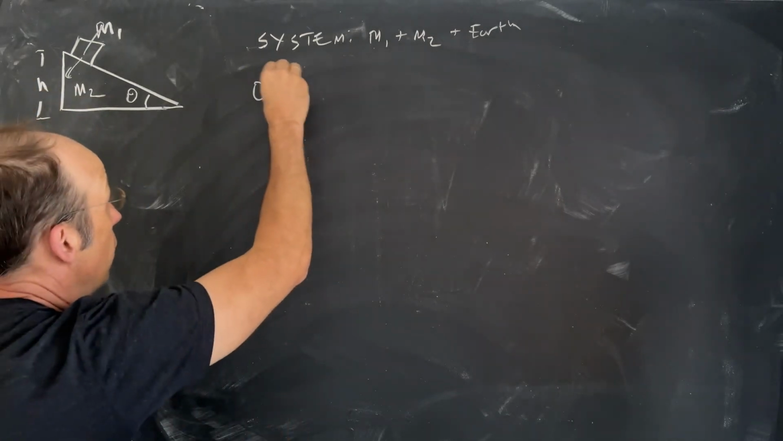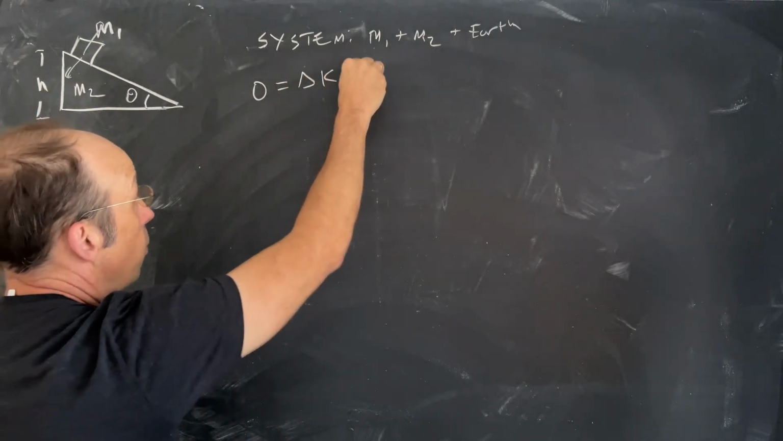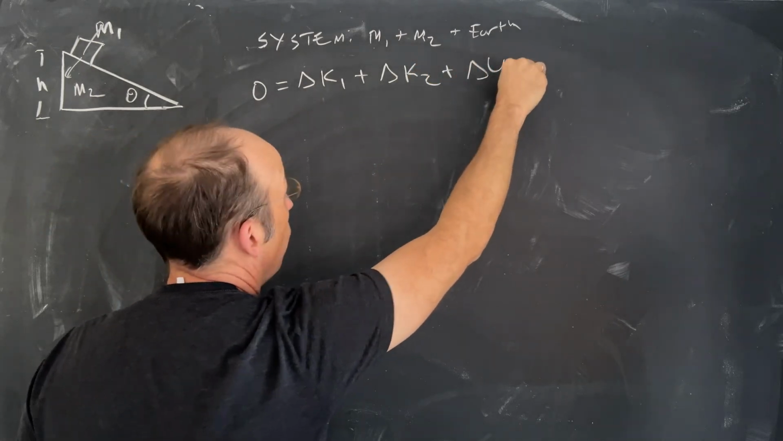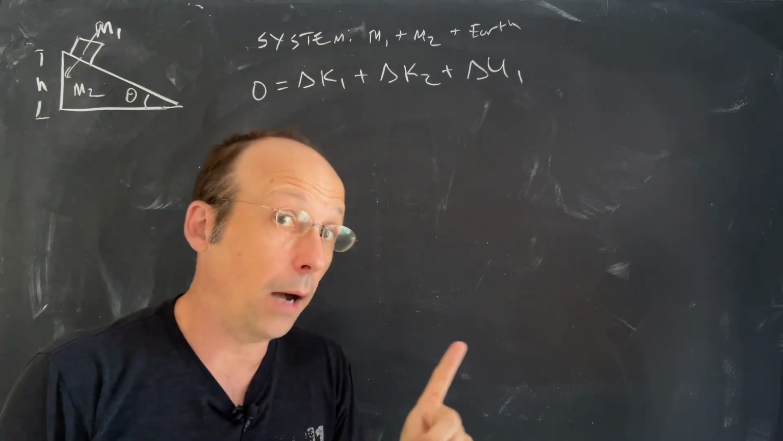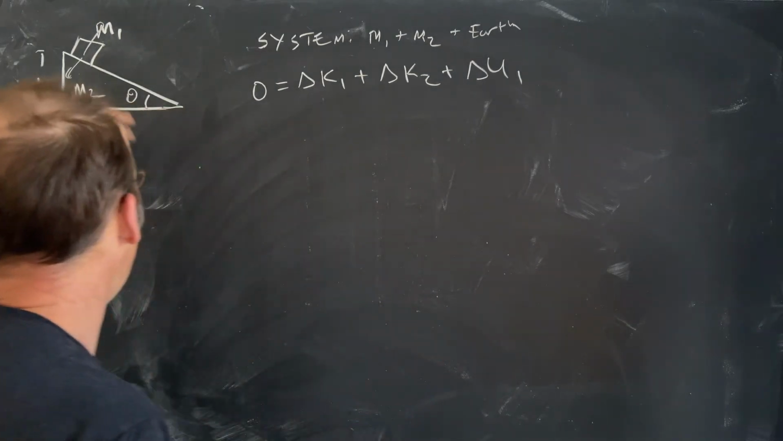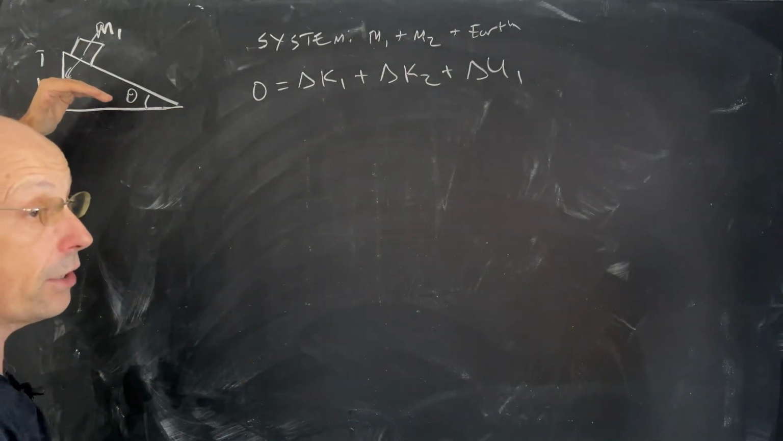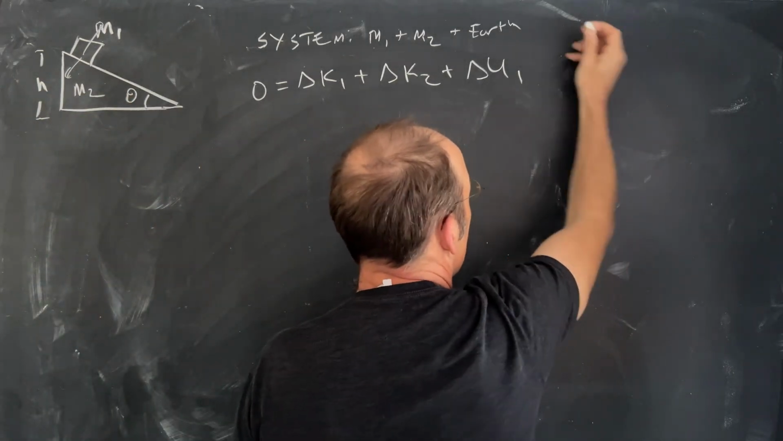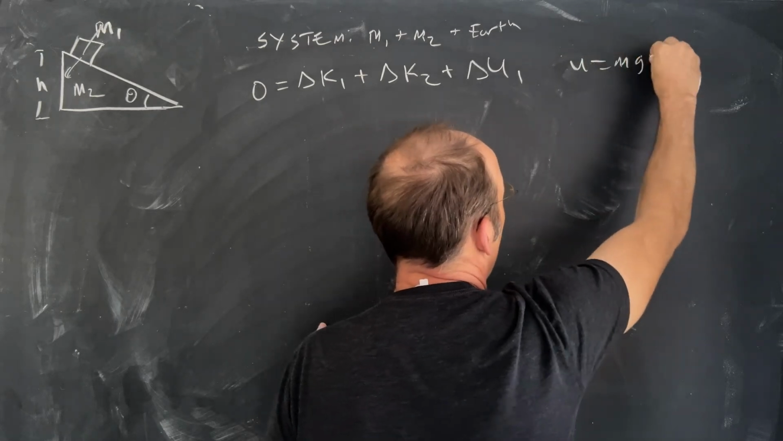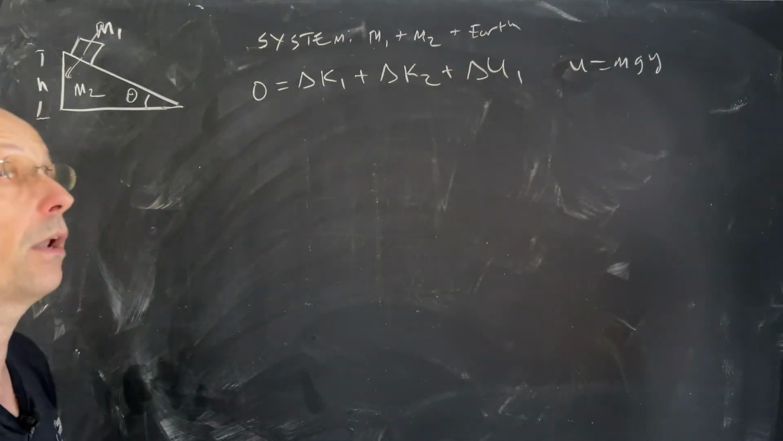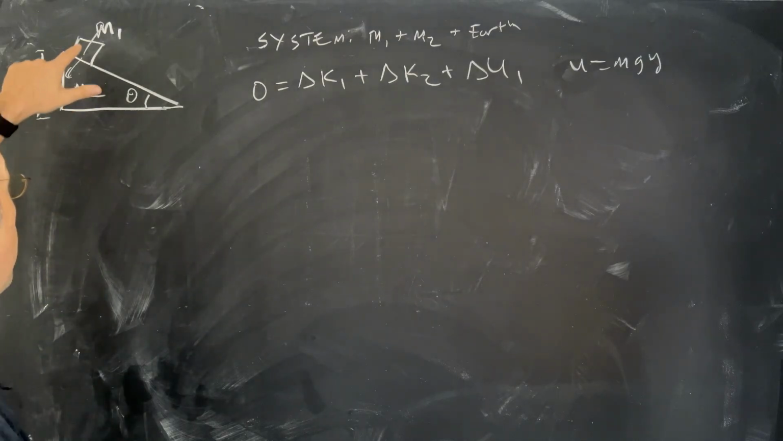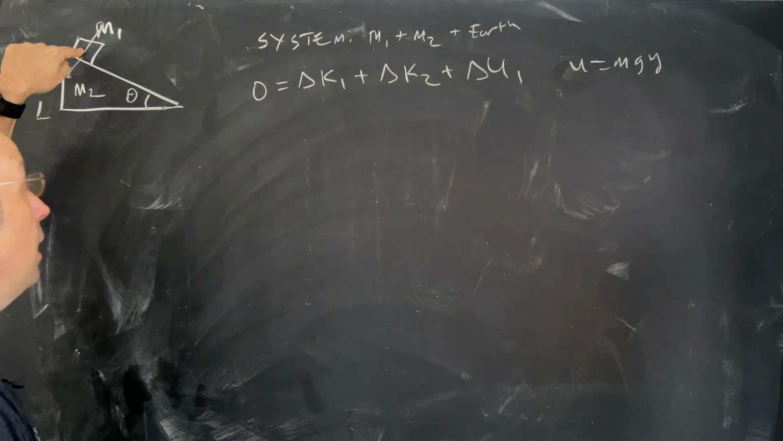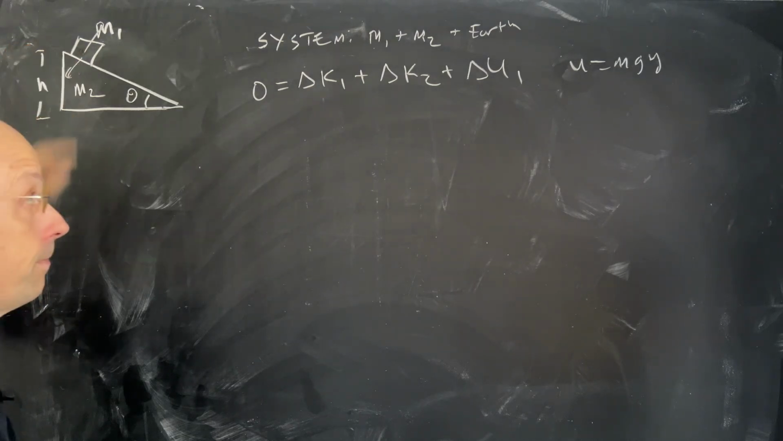So I can say 0 is the change in kinetic energy for 1, plus the change in kinetic energy for 2, plus the change in gravitational potential energy for 1. Object 2 has no change in potential because its height doesn't change. Remember, in a constant gravitational field, the potential is U equals mgy, and we only care about the change, so we can pick where that y value is equal to 0. I'm going to pick the location of the box.